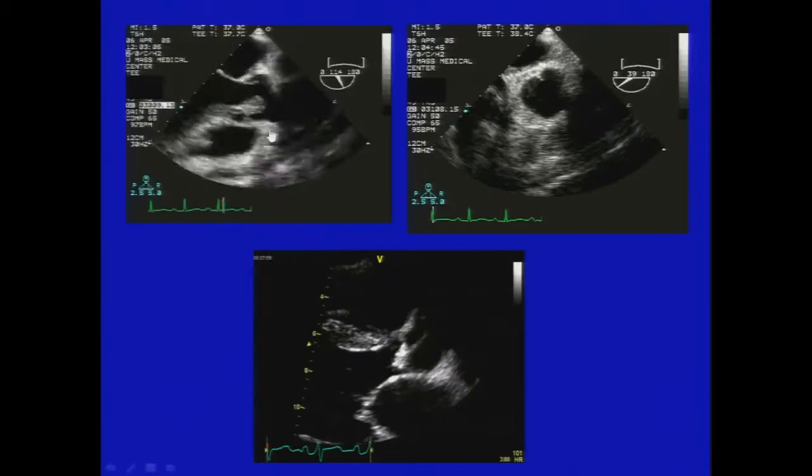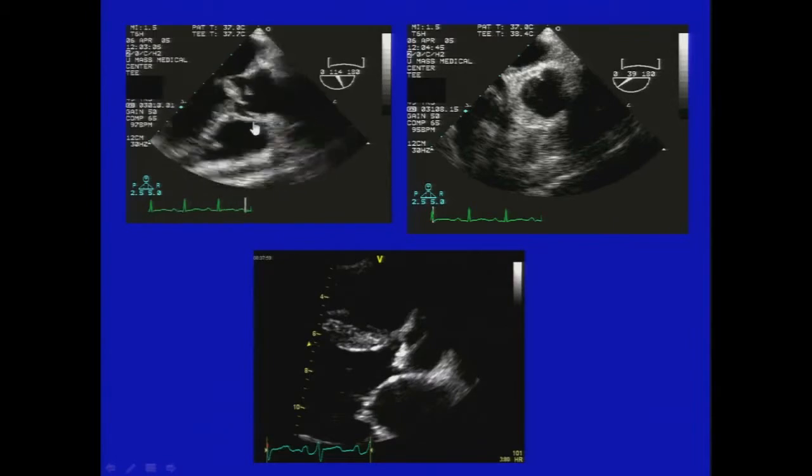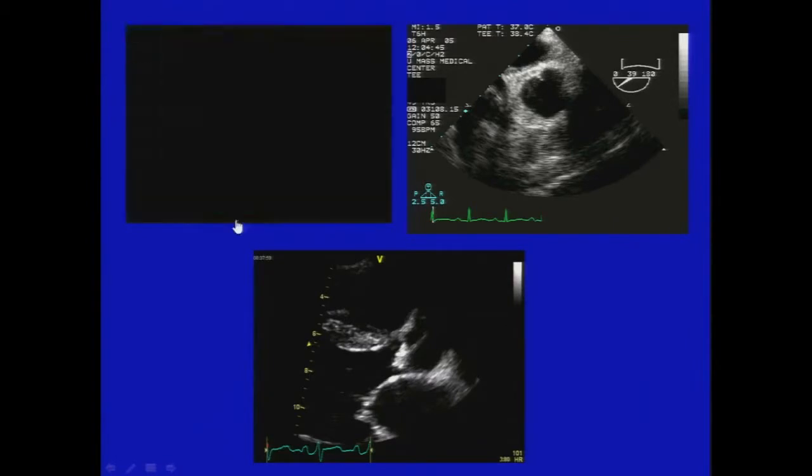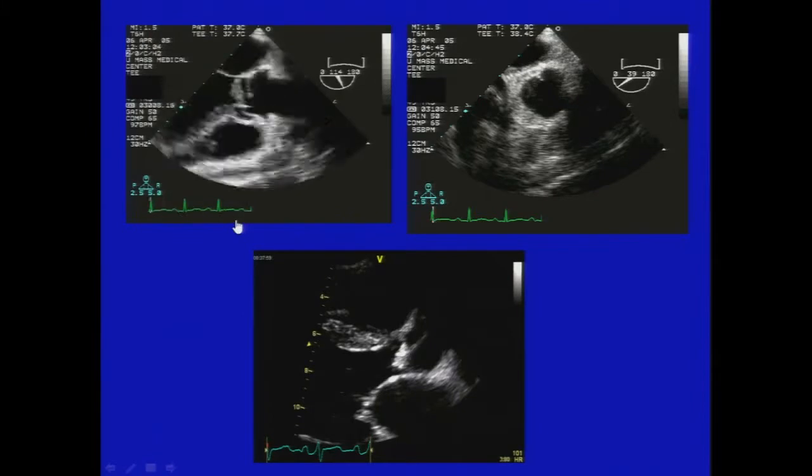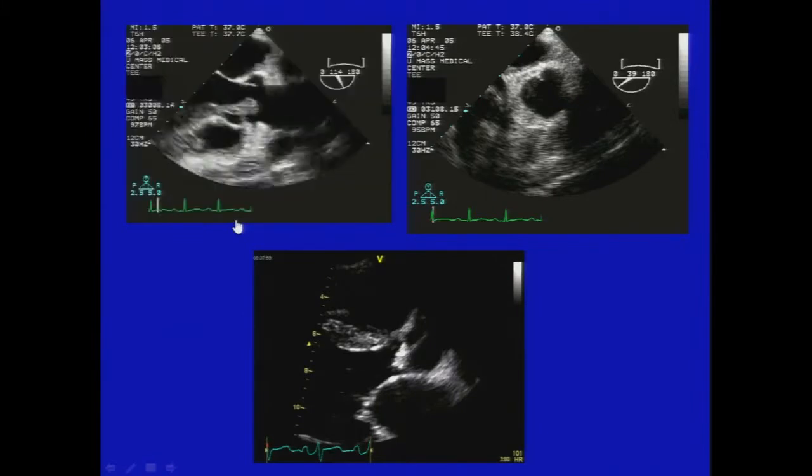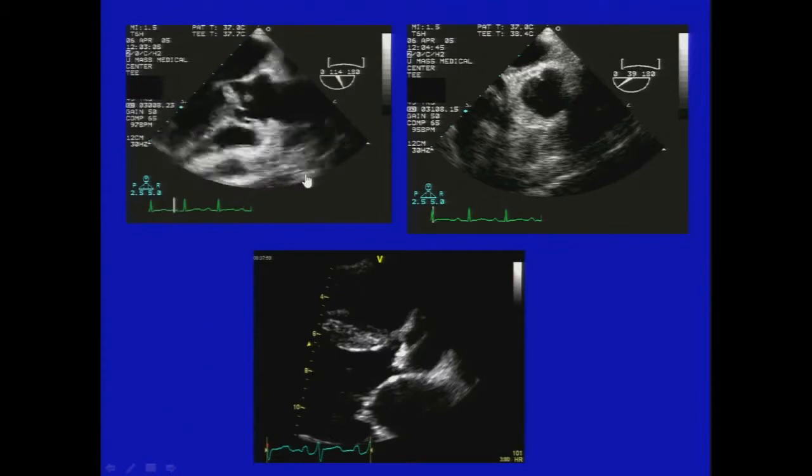This patient has aortic valve endocarditis. So this is an aortic outflow view on TEE, and you can see, again, an independently mobile, shaggy mass on the aortic valve that has led to tissue destruction, and this patient had severe aortic regurgitation.